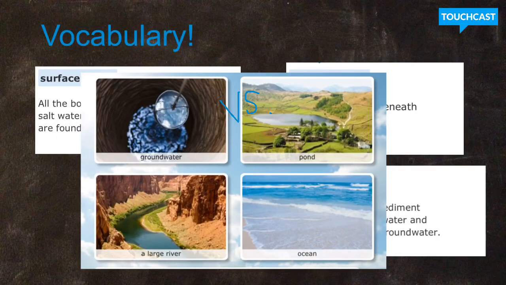Today you saw me at a pond. We also have rivers that run down mountains and through our valleys. That is surface water. Ocean would be considered surface water. So groundwater, you have to dig down deep into the earth. That's where we get most of our drinking water.